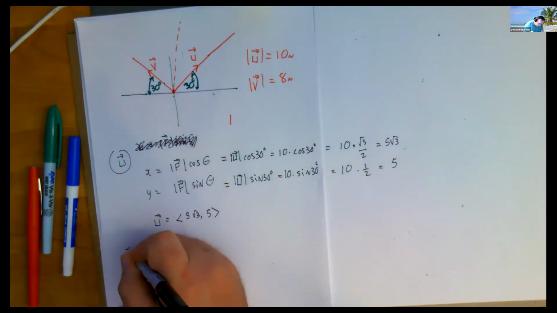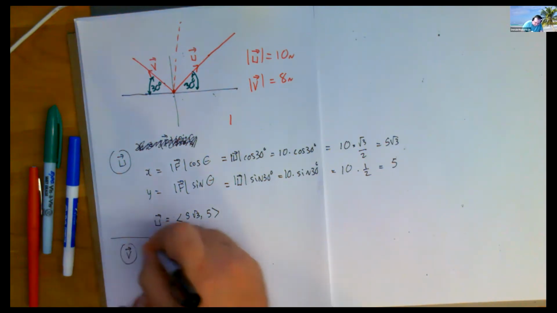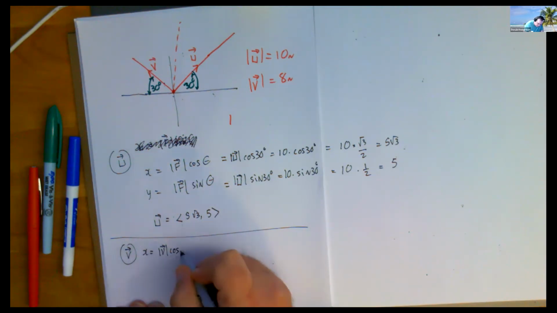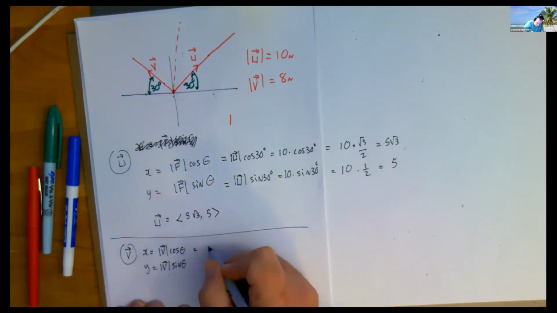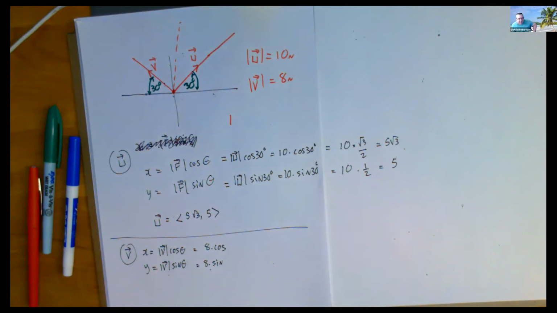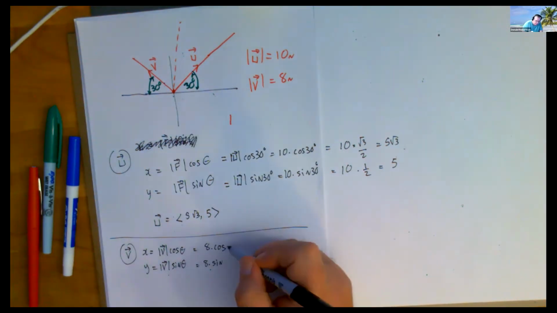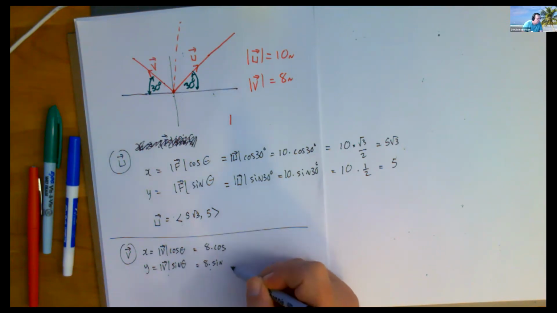Let's focus on the vector v now. Its x component is going to be the magnitude of v times the cosine of the angle, and its y is the magnitude of v times the sine of its angle. We know the magnitude is 8, so it's 8 times the cosine of somebody, and 8 times the sine of somebody. Here is a thing you have to be aware of. In this picture, that angle there is 30 degrees. That is not the angle that gets written in the cosine or the sine.